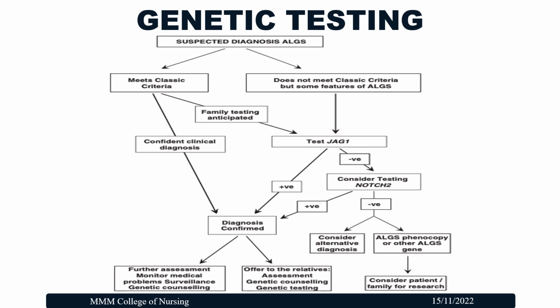and consider the patient or family for research. Whereas, if testing for JAG1 turns out to be positive, or again NOTCH2 testing turns out to be positive and the diagnosis is confirmed, go ahead with the previous plan, that is further assessment, monitoring medical problems, surveillance and genetic counseling, and for the relatives, assessment, genetic counseling and genetic testing can be done.